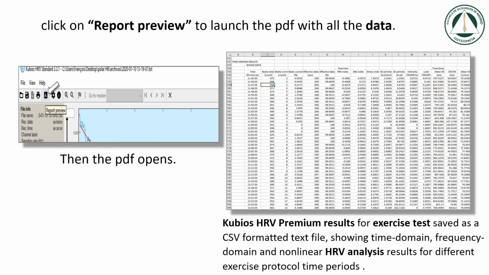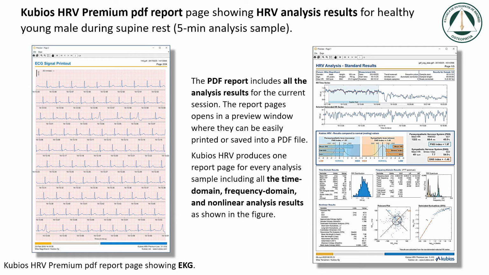Then the PDF opens. Kubios HRV Premium results for exercise tests saved as a CSV formatted text file, showing time domain, frequency domain, and nonlinear HRV analysis results for different exercise protocol time periods. Kubios HRV Premium PDF report page, showing HRV analysis results for a healthy young male during supine rest, 5-minute analysis sample. The figure on the left side shows the Kubios HRV Premium PDF report page showing EKG, for the people who use the EKG version.